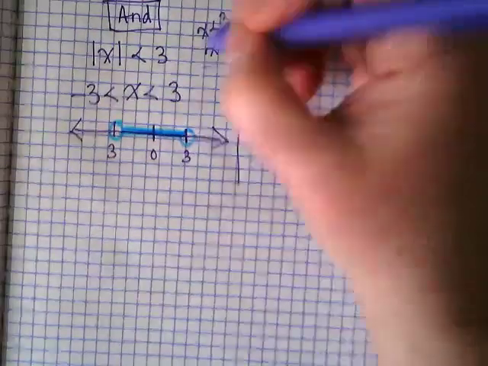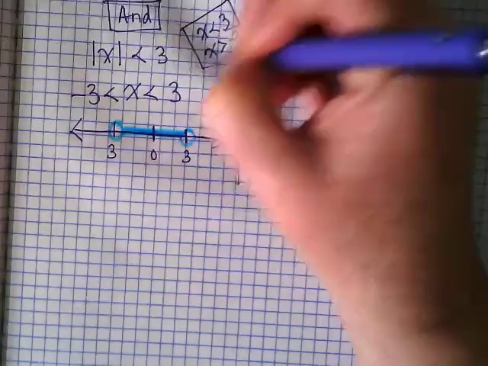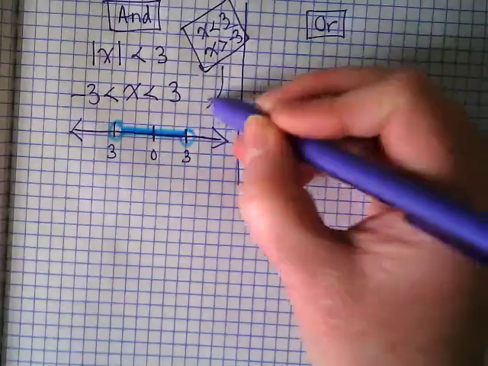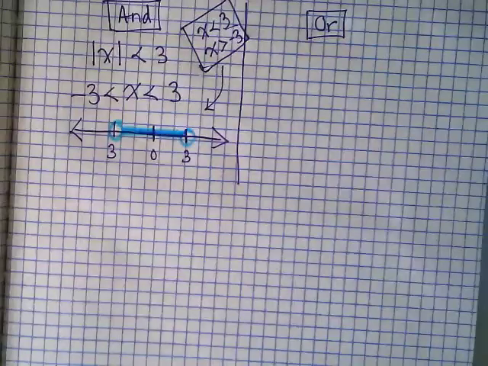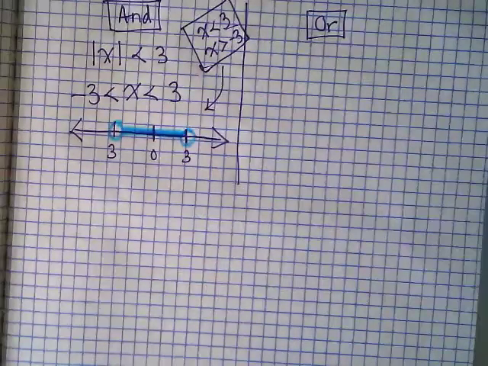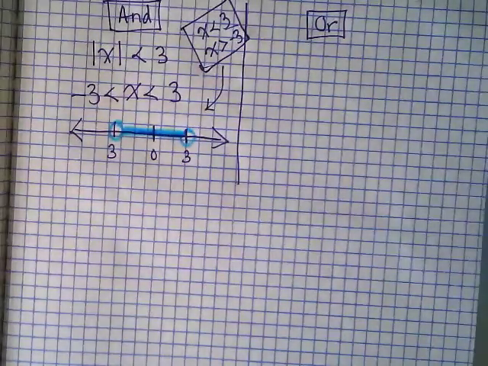Now remember, this version up here is the version that helps those of us who are visual make that graph, right? Because we've got the x's to the left and it tells you which direction the arrow is going to go.